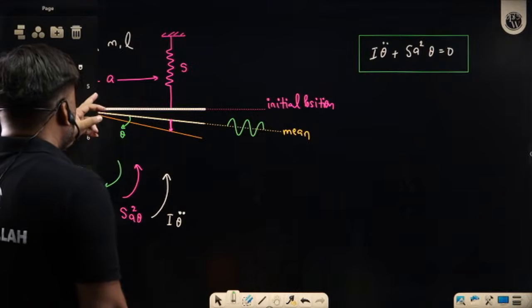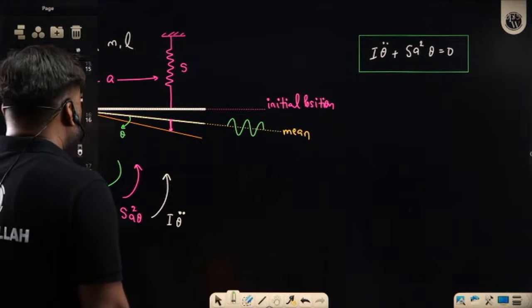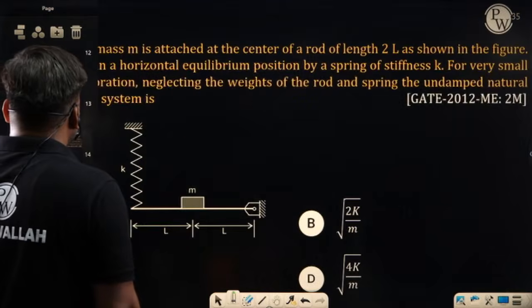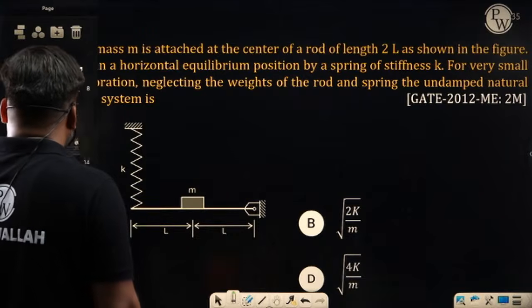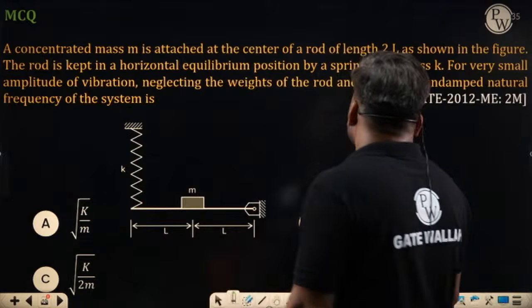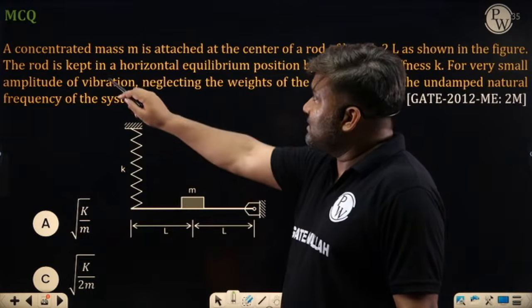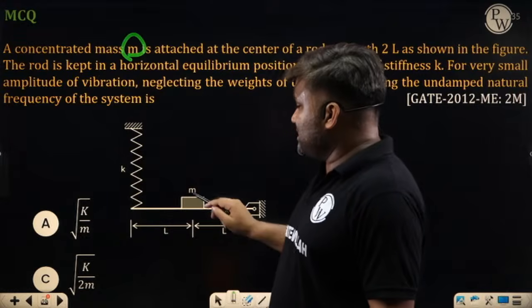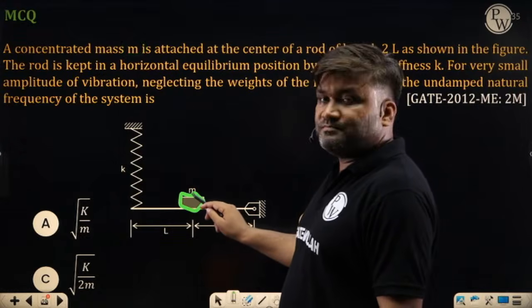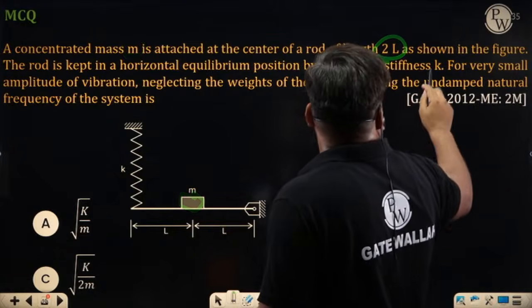Now I have given you sufficient hint. Now we can talk about yesterday's question. Yesterday I gave you one beautiful question. 2012 May for 2 marks this question has been asked. Question was a horizontal rod, a concentrated mass M is given. It is attached to the center of rod whose length is shown in the figure.